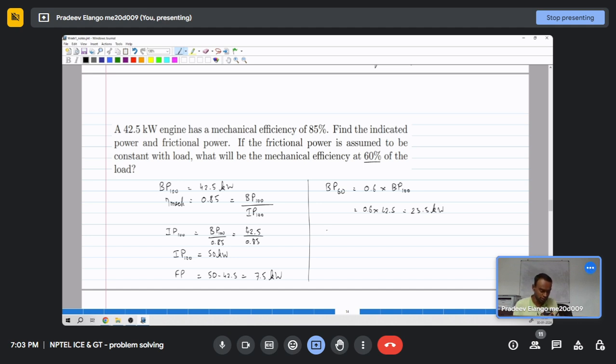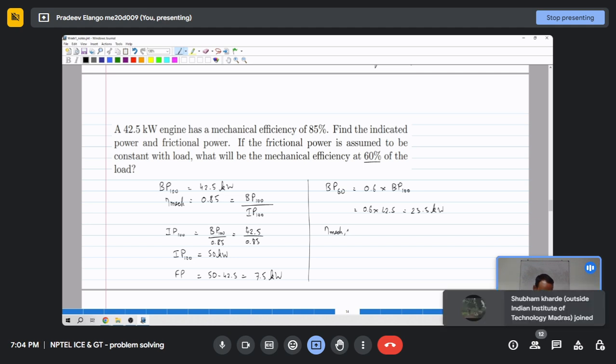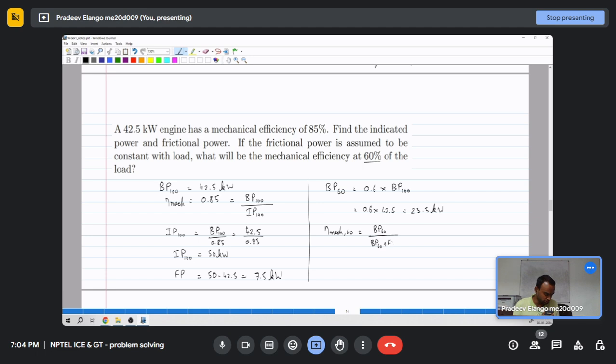So now we can calculate the mechanical efficiency. Mechanical efficiency at 60% load is brake power at 60% load divided by brake power at 60% plus friction power. Together this constitutes indicated power. Brake power at 60% is 25.5, divided by 25.5 plus friction power, which is 7.5. Calculate this. So this is 0.77 or 77%.